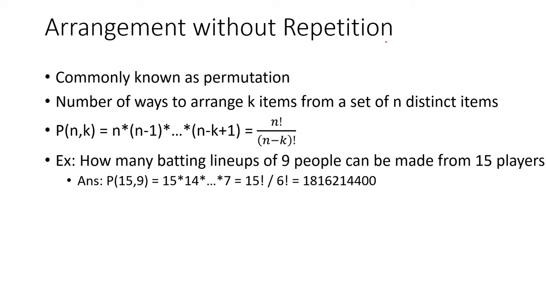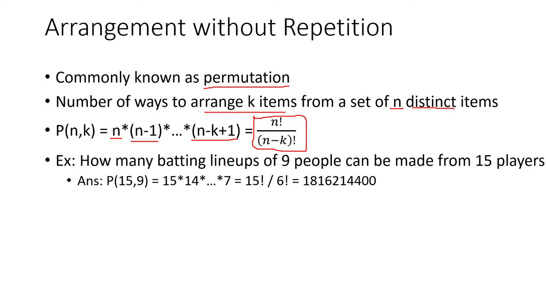Next we have arrangement without repetition. This is commonly known as just permutation. That's how you might have heard of it before. This is the number of ways to arrange k items from a set of n distinct items, so they're all going to be different. This is very similar to the concept we covered before. We have n options for the first choice and n minus 1 options for the second choice. But instead of going to 1, we stop just before, so we get k items total. That leads us to this formula here, which is just a simplification of the algebra.